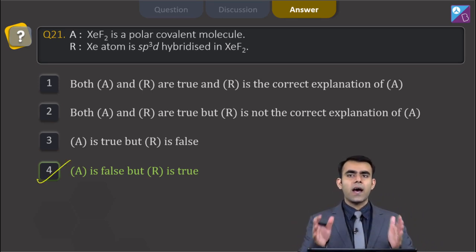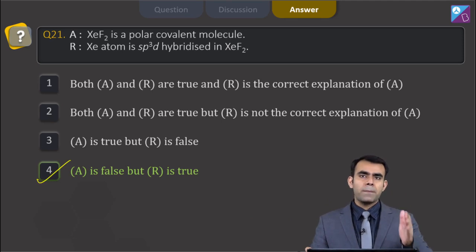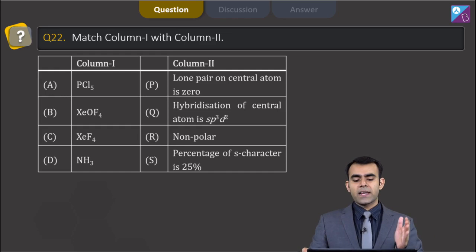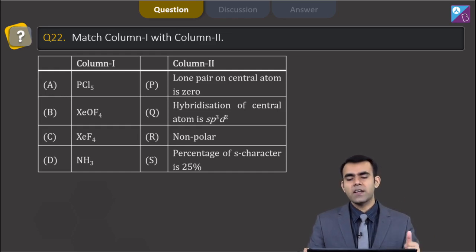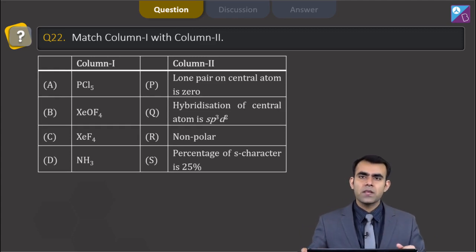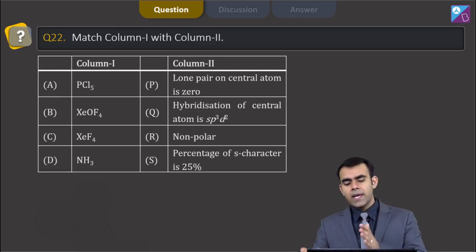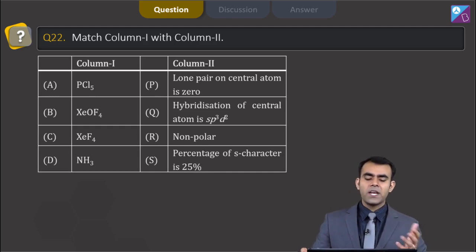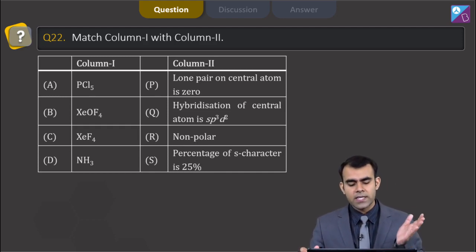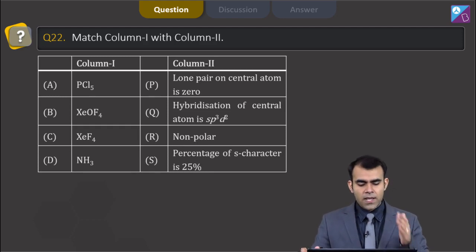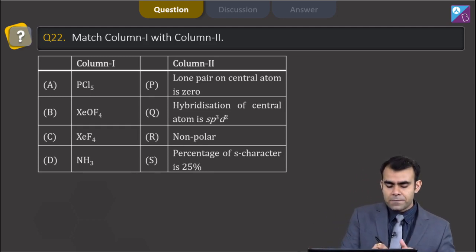Now the last question of my mock test 3. The question is matrix match, which is to match column 1 with column 2. In column 1 we have been given certain covalent compounds, and here we have been given their properties: their hybridizations, the percentage s character, whether they are polar or non-polar, and the number of lone pairs. Let's do this one by one. So first let's talk about PCl5.